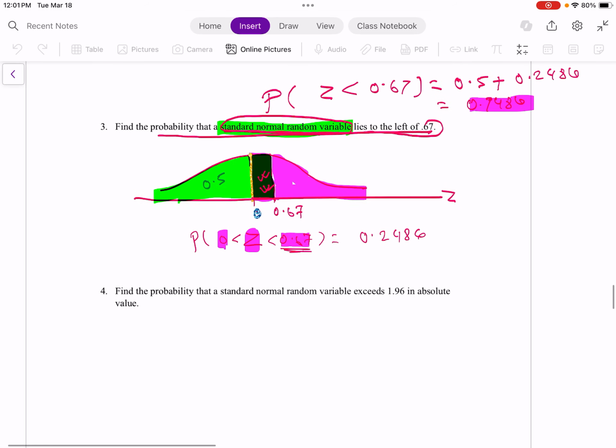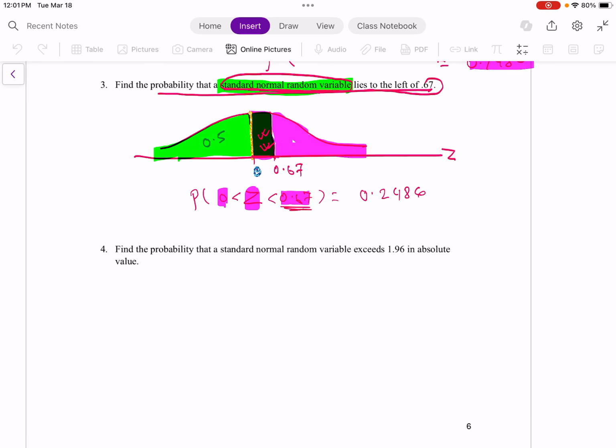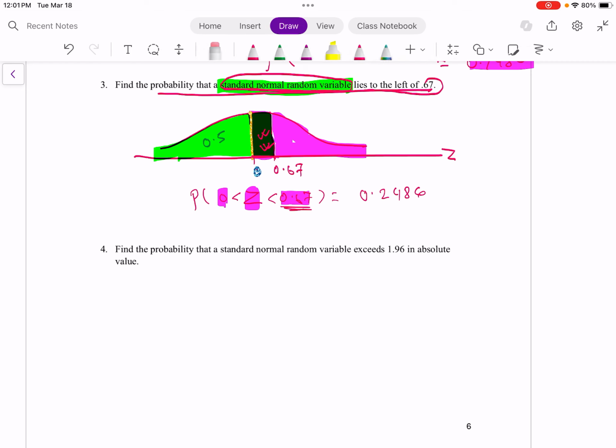Okay, so we are at number 4 from the lecture handout. In number 4, we are asked to find the probability that a standard normal random variable, we use g for this variable, right? So we need to find the probability that g exceeds 1.96 in absolute value.